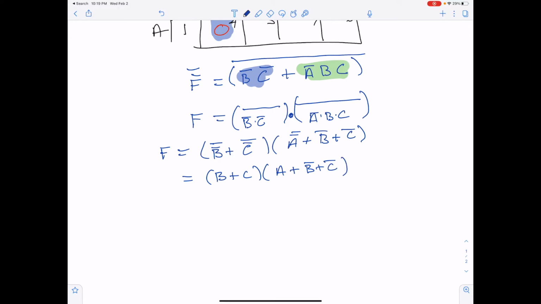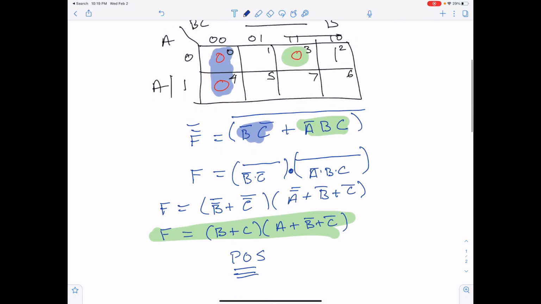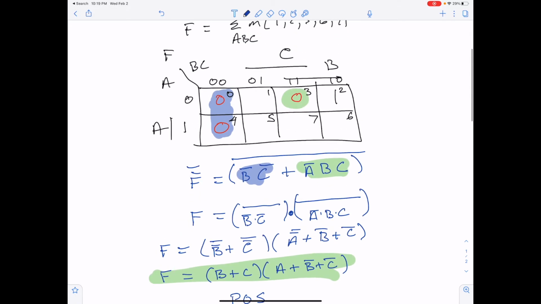Okay, so this is, in this case, a result that is known as product of sums. Okay, so you might ask, why would you do that? Well, if we work the same problem, so I'm going to copy this.